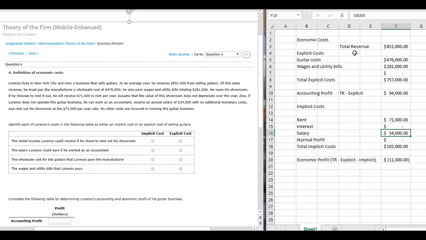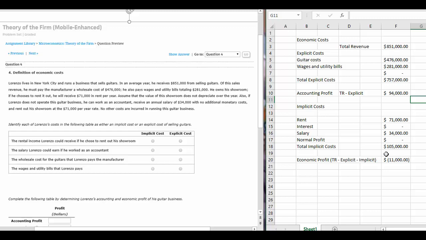So here's what we have. We started with total revenue, $851,000. We subtracted out the payments, explicit cost, and we got a total of $757,000. So 851 minus 757 gave us 94,000. So that shows us accounting profit is $94,000. We took out implicit, those totaled 105, and it left economic profit at negative $11,000.